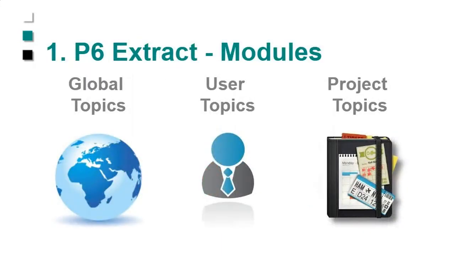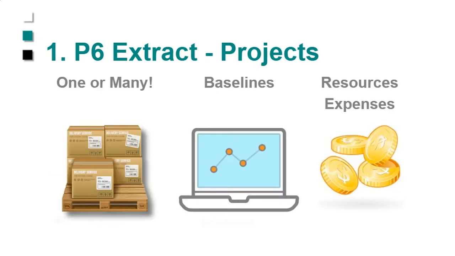So the first thing is when you decide to run an extract of P6 data, you have global topics, user topics, and project topics. User topics are around user security, user accounts, all that kind of stuff, EPS, OBS. You've got global information, which would be all of your dictionaries, and then you've got project-specific information. Now, as I mentioned before, you can extract one project or many projects. You can extract baselines, you can extract resources, expenses, steps, all that kind of stuff.